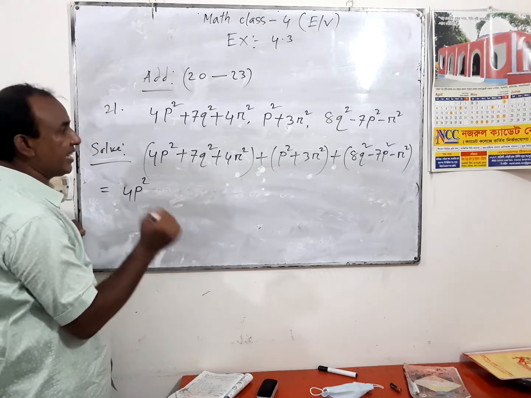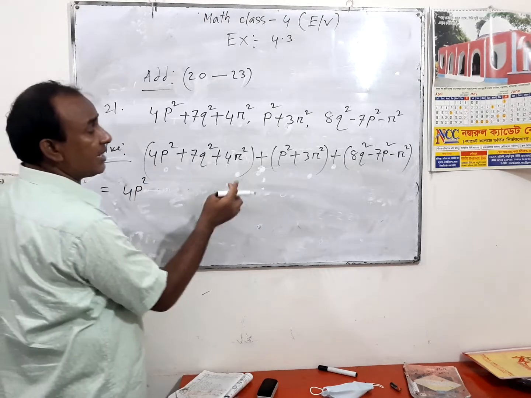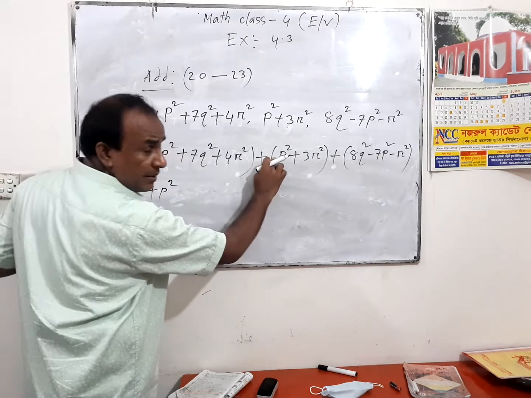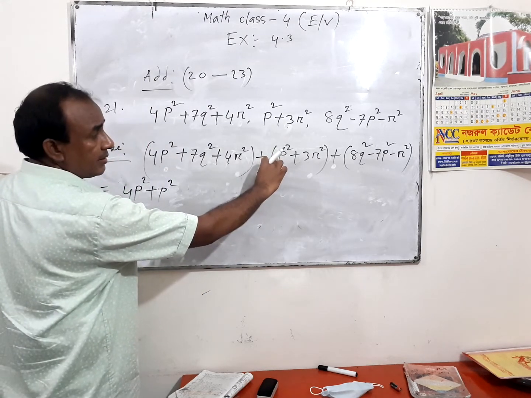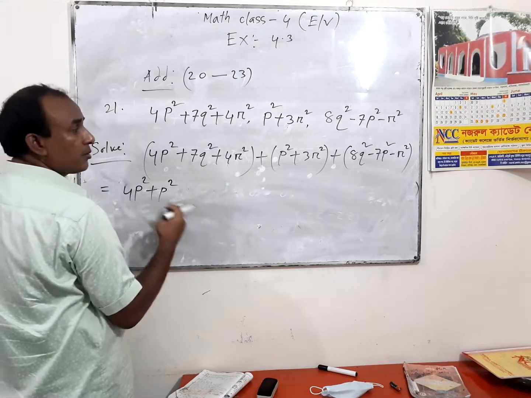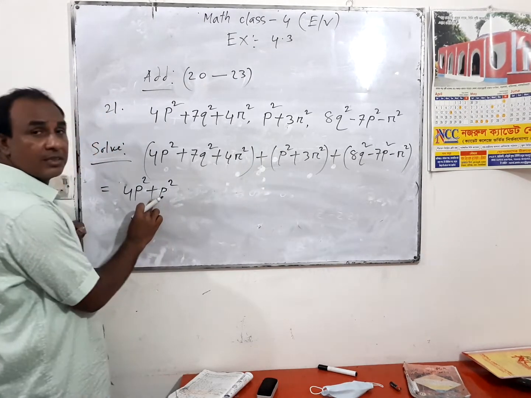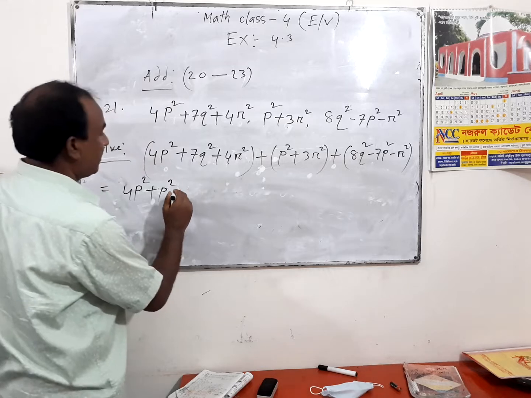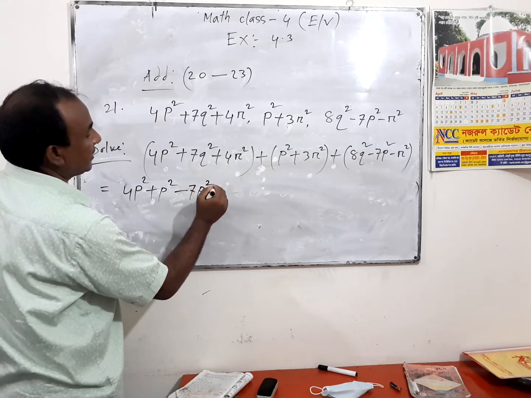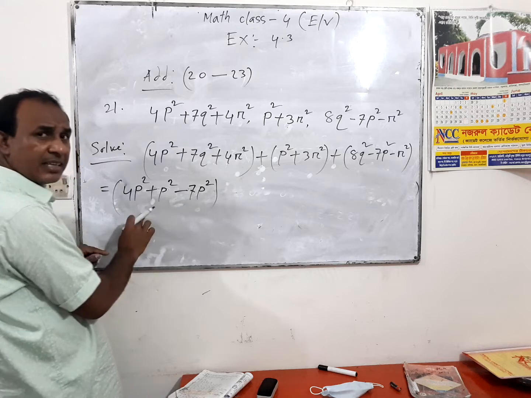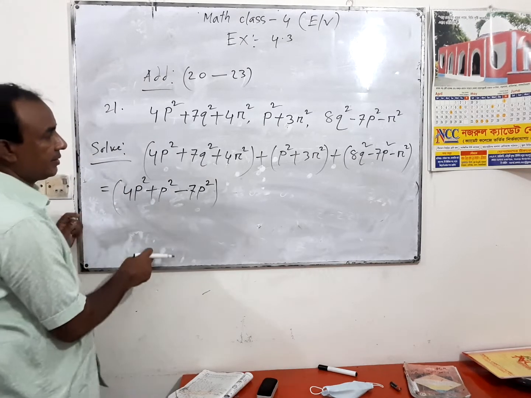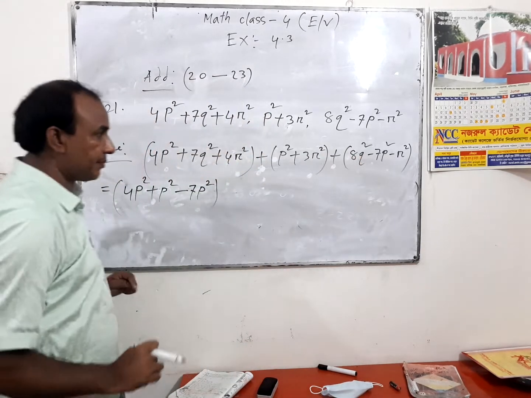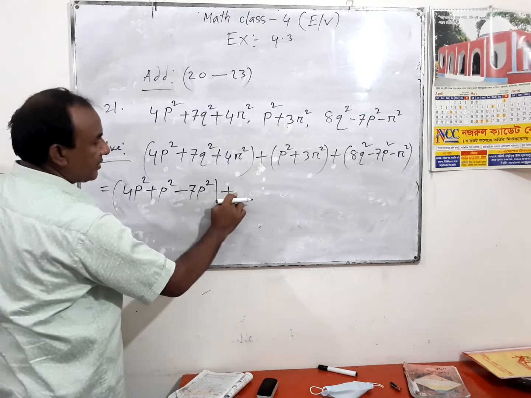4p square with its sign. Another similar term is p square. Here is a plus sign, please. Whenever we come out from here, we put the plus sign. And minus 7p square. We just arrange similar terms with their signs. Here is a plus sign, here is a plus sign, here is a plus sign.